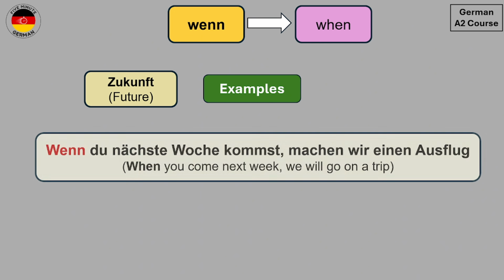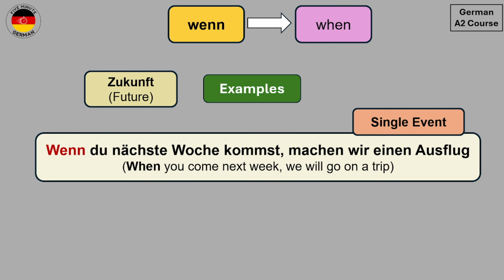So I have the sentence, "Wenn du nächste Woche kommst, machen wir einen Ausflug." When you come next week, we will go on a trip. Now you see that this is a single event. And as we have "nächste Woche" in the sentence, that's why we know that we are talking about the future. And therefore we have used "wenn".